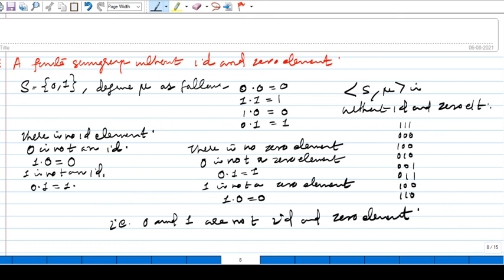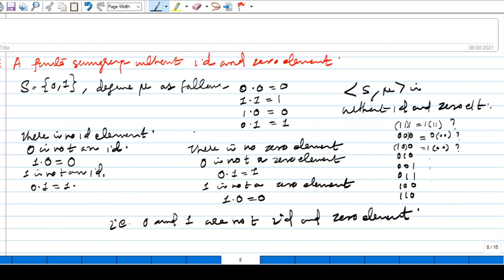In all these cases, you have to check whether the two sides are equal or not. If all these things are equal, then the associativity can be proved. I have already proved it in my notes, so you can check it. Okay, so this is an associative groupoid, that is, a semigroup without identity and 0 element.